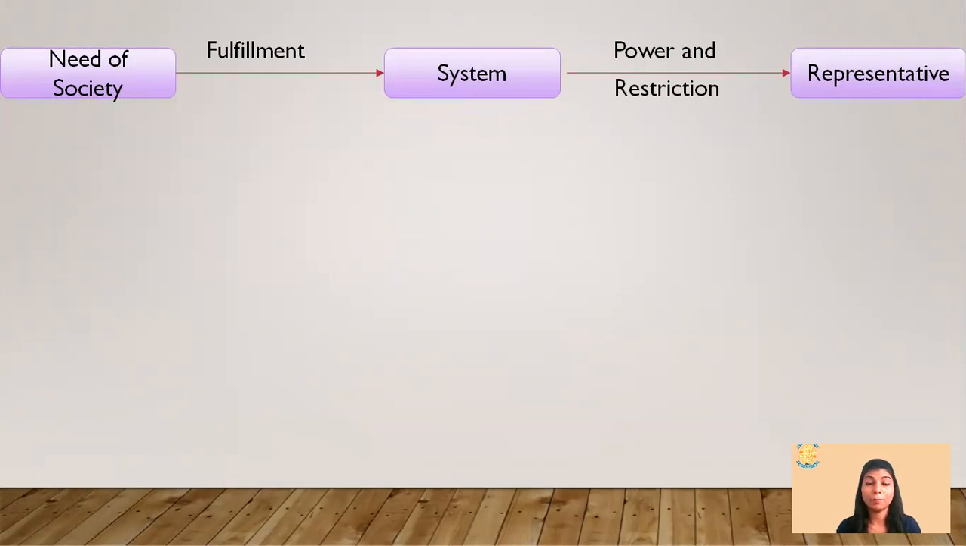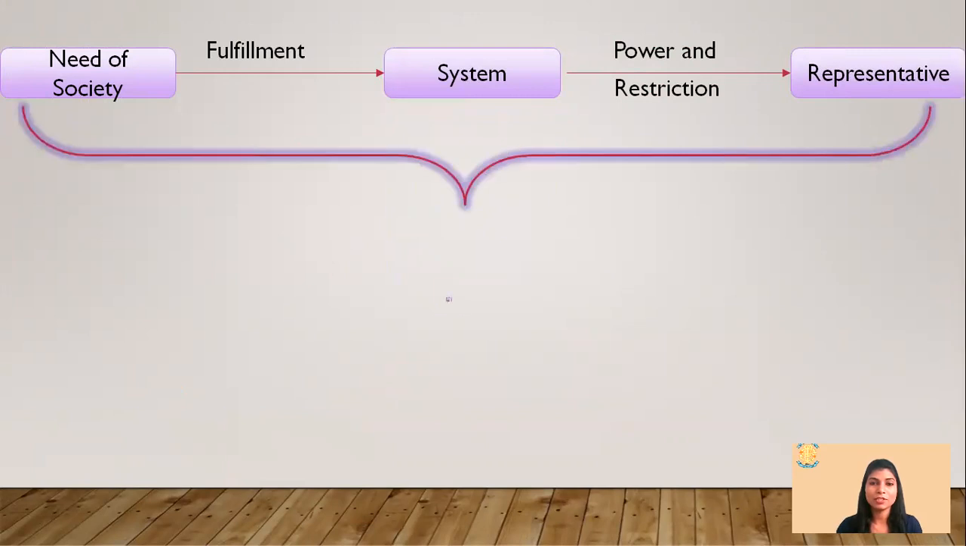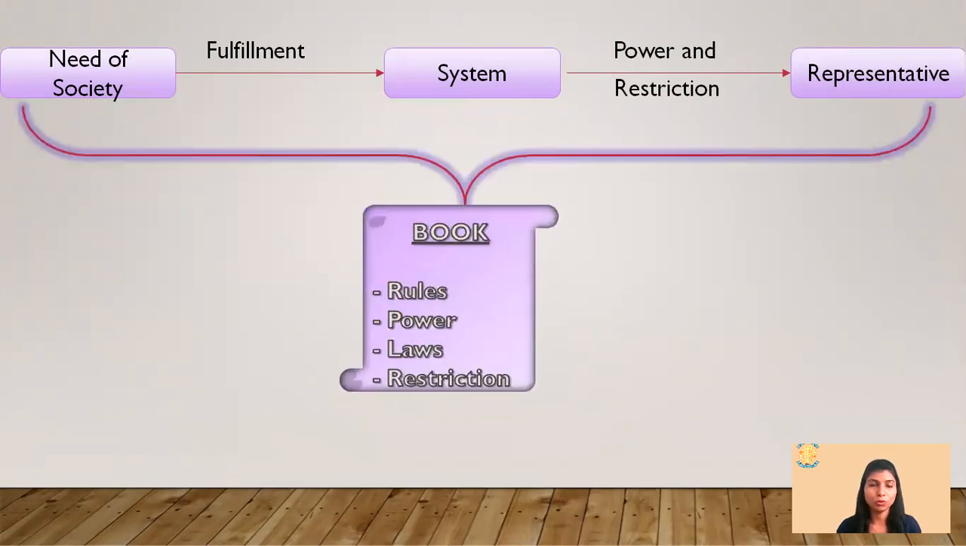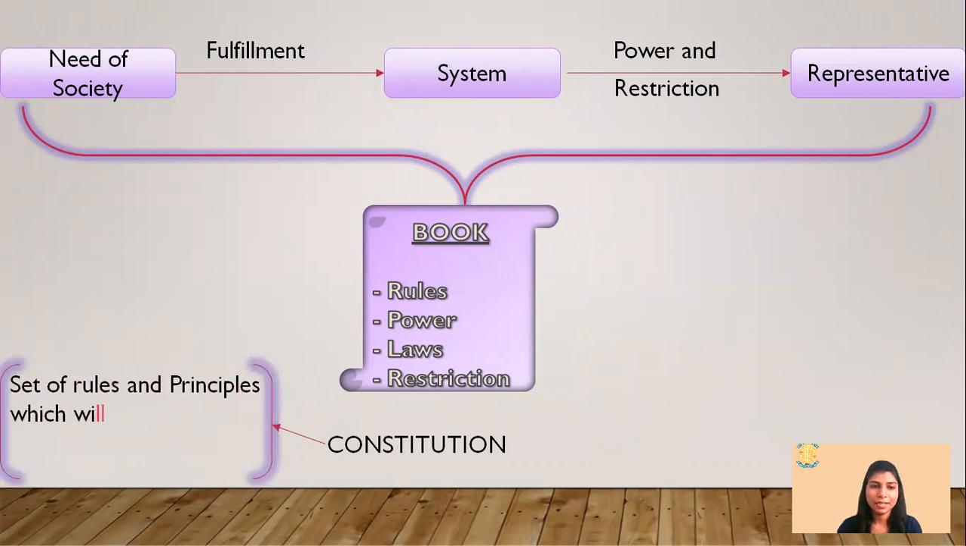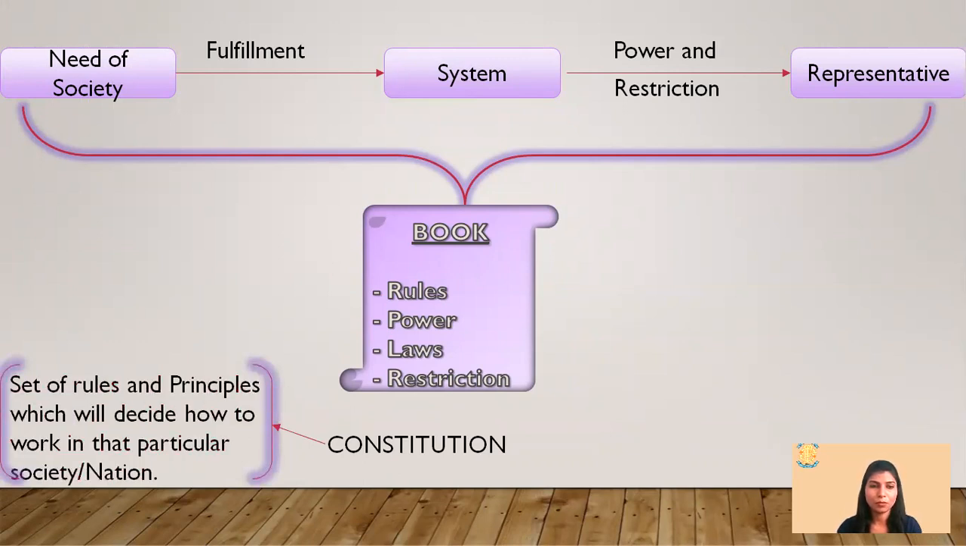Then all this process is mentioned in one book, for smooth governing of the society. That book contains rules, powers, laws, restrictions, what is to be done, and what we cannot do. All these things are mentioned in the book, and that book is known as the constitution. So basically, what do we mean by constitution? A set of rules and principles which will decide how to work in that particular society or nation.